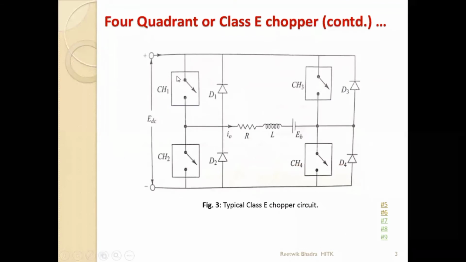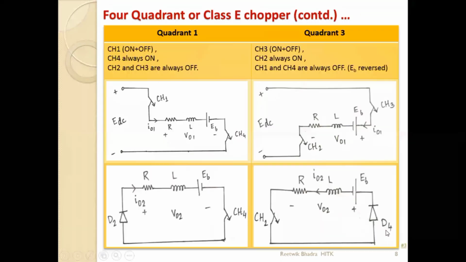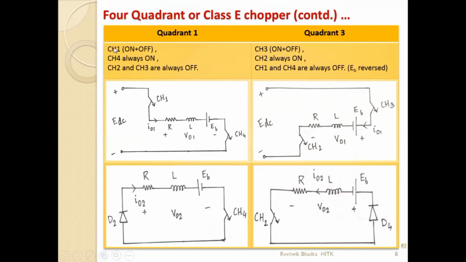If you recall, the opposite switch to CH1 is CH4, and the opposite switch to CH3 is CH2. So CH1's opposite switch is CH4, always on. CH3's opposite switch is CH2, always on. Whatever the remaining switches are, except 2 and 4, what are the remaining switches? 1 and 3. 1 and 3 are always off. Except 1 and 3, what are the switches? 2 and 4, those are always on. And another condition should be EB reversed.